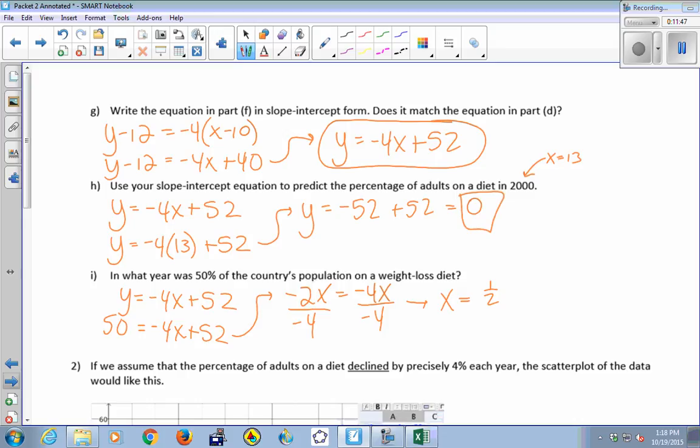So what year is that going to happen? 1987 and a half, halfway through 1987. Okay. And that number kind of makes sense because we started at 52%. It shouldn't take us that long to get to 50%, given that it changes by 4% every year.